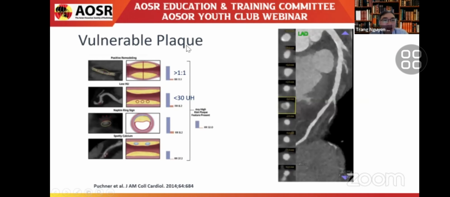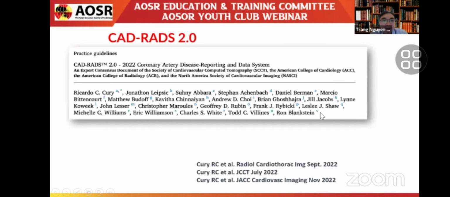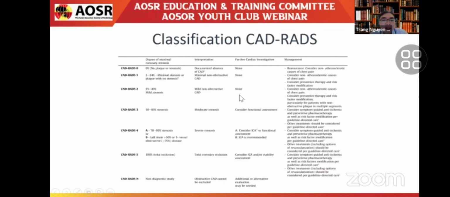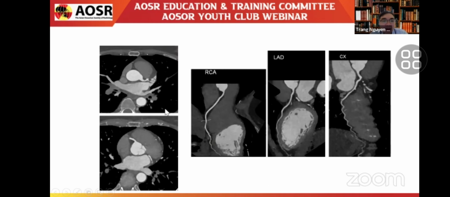And when we analyze the vulnerable plaque, for example, some characteristics like positive remodeling, napkin ring sign, and spotty calcification, then we can have some very high risk of rupture in the future. Recently, we have the CAD-RADS 2.0, which can be used together with FFR and CTP, but the classification is similar to CAD-RADS 1. So another patient here, we can see a very good image quality.